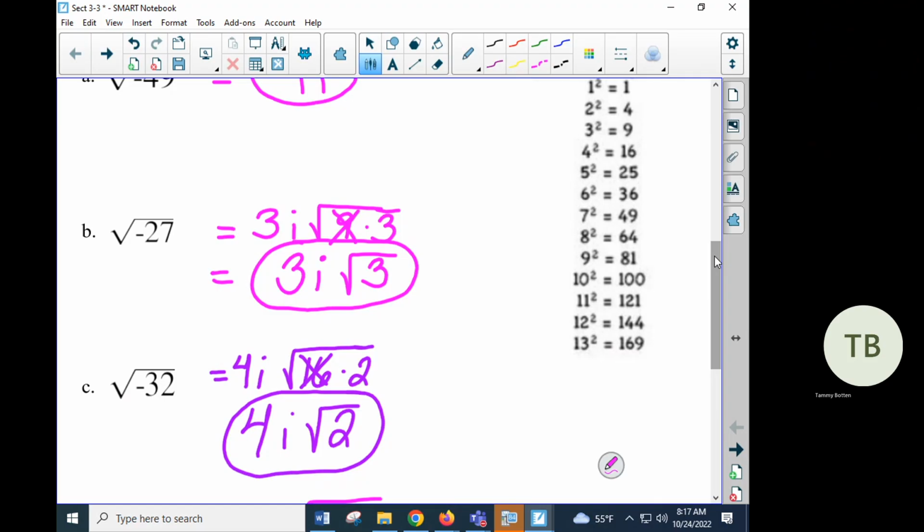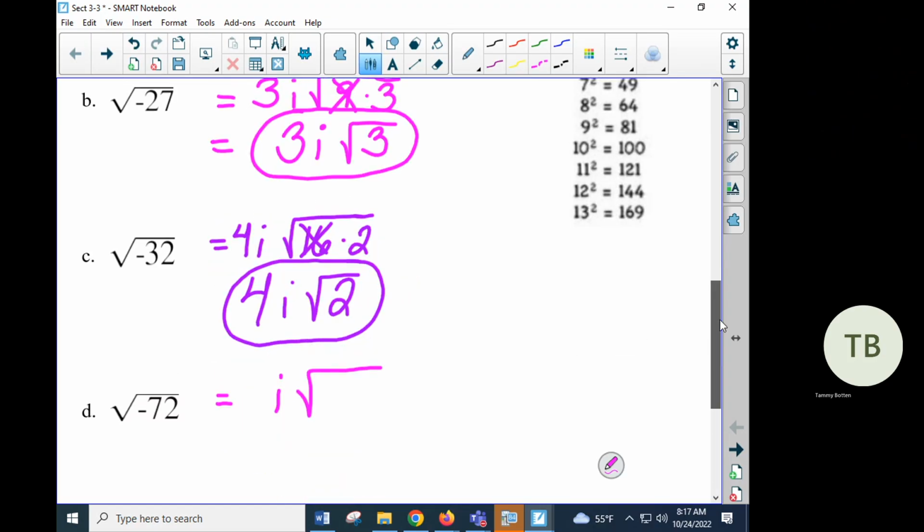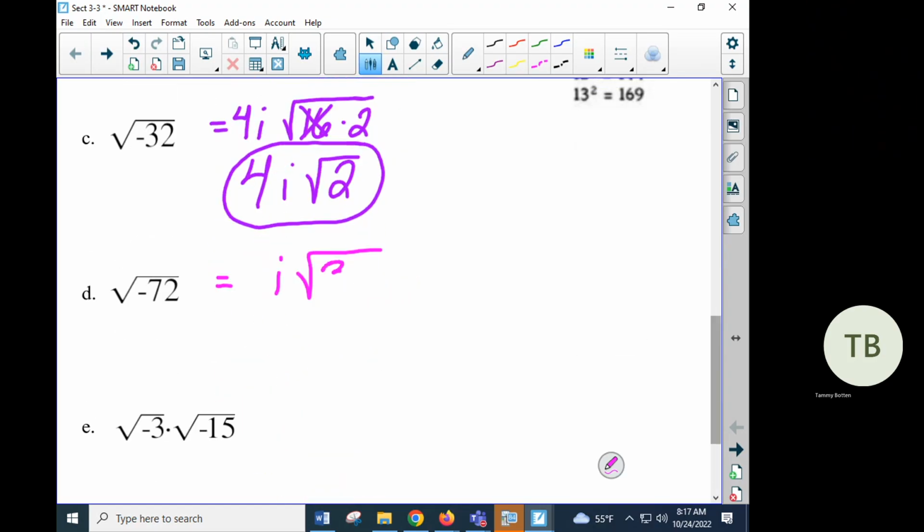You also may have thought that 9 goes into 72, and it does, but you want the biggest perfect square that goes in, and it's 36. So if I wrote this as 36 times 2 is 72, and then 36 is a perfect square. The square root of 36 is 6. So when I write my answer, I'd have 6i times root 2.